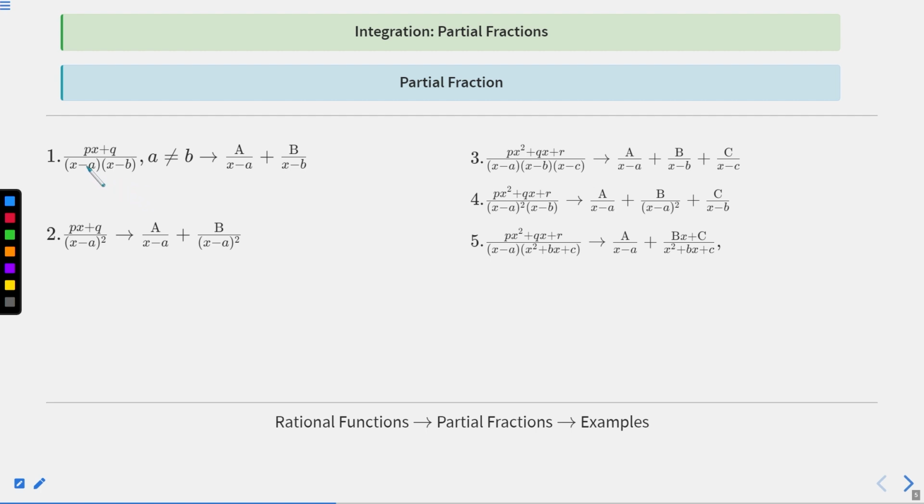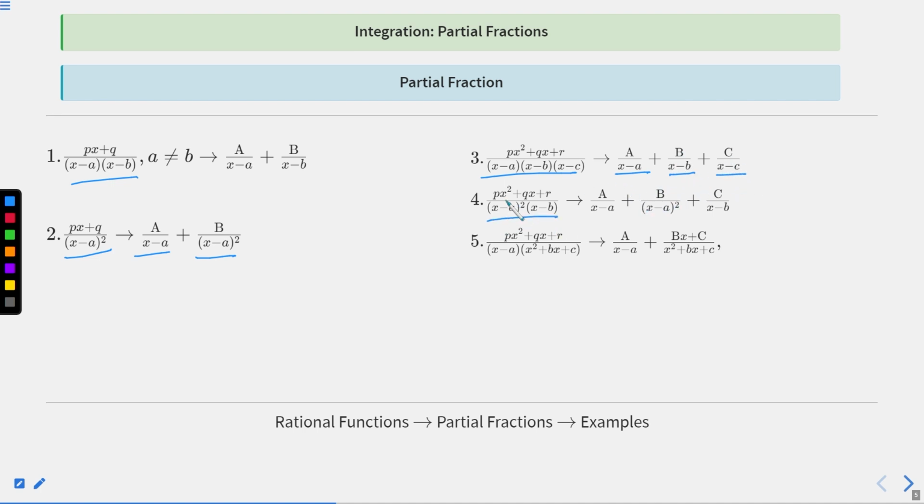If you see your rational function in this form, (px + q) divided by (x minus a)(x minus b), this can be rewritten in the form A by (x minus a) plus B by (x minus b). If you see (px + q) divided by (x minus a) whole square, reduce it to A by (x minus a) plus B by (x minus a) whole square. If you see (px² + qx + r) divided by (x minus a)(x minus b)(x minus c), then reduce it to A by (x minus a) plus B by (x minus b) plus C by (x minus c).